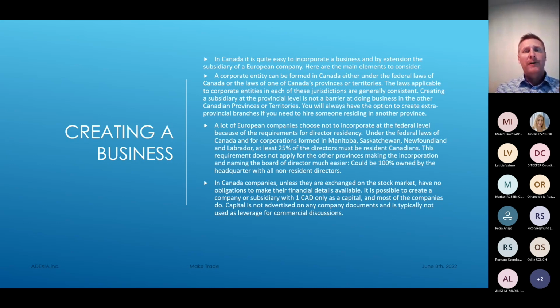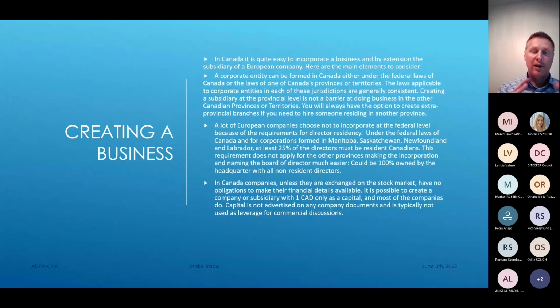So how do you make the choice? Basically, when you incorporate at the federal level, you have the obligation to have at least 25% of the directors be Canadian residents. Meaning that if nobody in your company, nobody in the partners or in the ownership is a resident of Canada, you need to bring on board a director who's Canadian. That's highly feasible, but it can create some difficulties. So our recommendation is to incorporate at the provincial level.